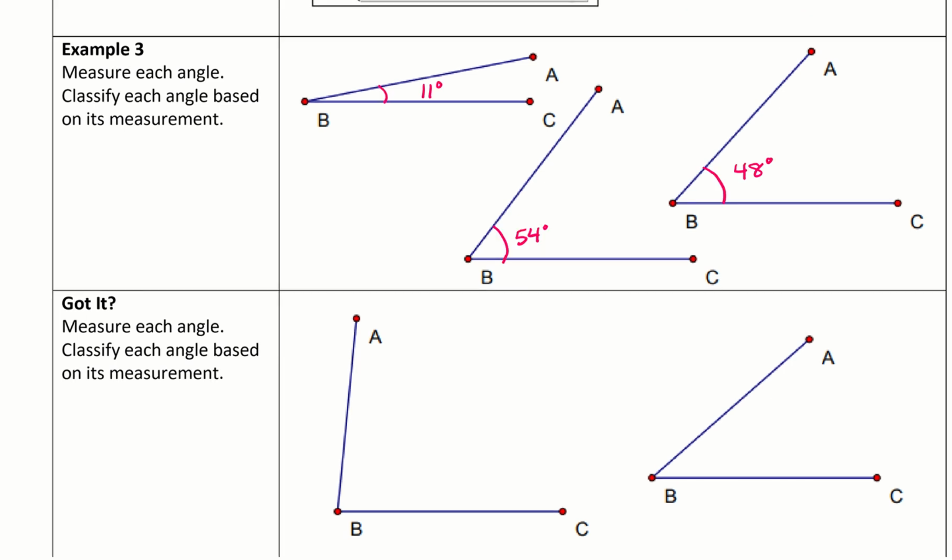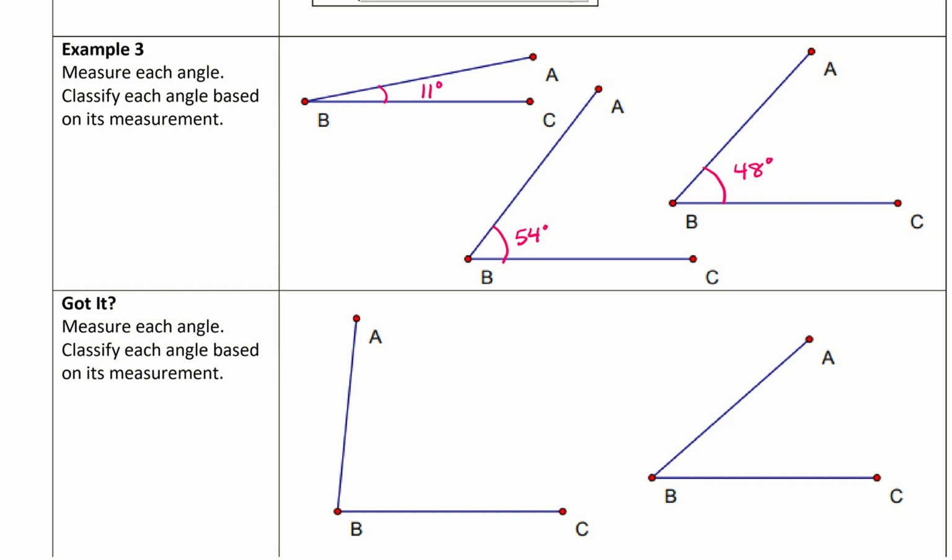All right, so the good news is, while I don't have the angle measures for these 2 got it problems at the bottom, I did find from a previous year the 3 angle measures of these example problems. You should have about 11 degrees on the top left, 54 degrees in the middle, 48 degrees on the right.